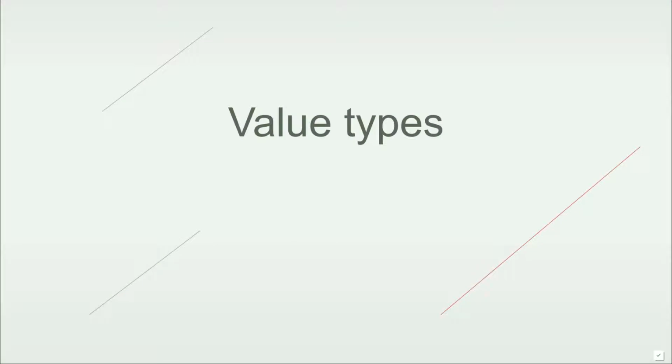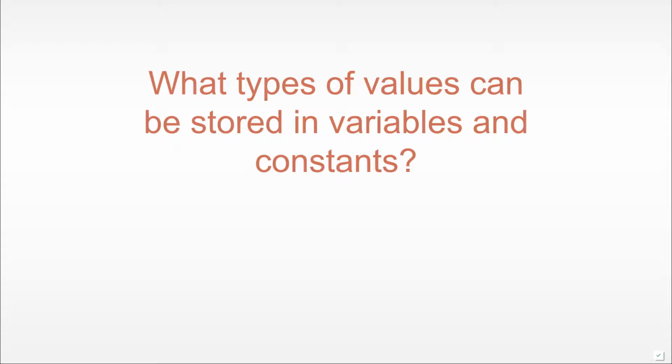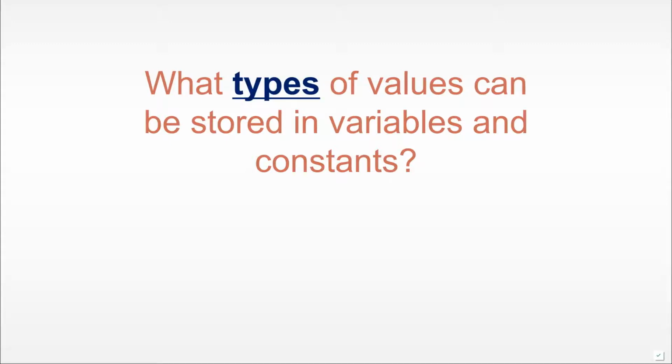So far we have discussed what a value is, the fact that values can be stored in variables or constants in computer memory, but we have not yet discussed what types of values we can in fact store in memory. We have seen a few examples with numbers, but there is a lot more there. And this is what will be discussed in this section. So what types of values can be stored in variables and constants? The key thing here is types.